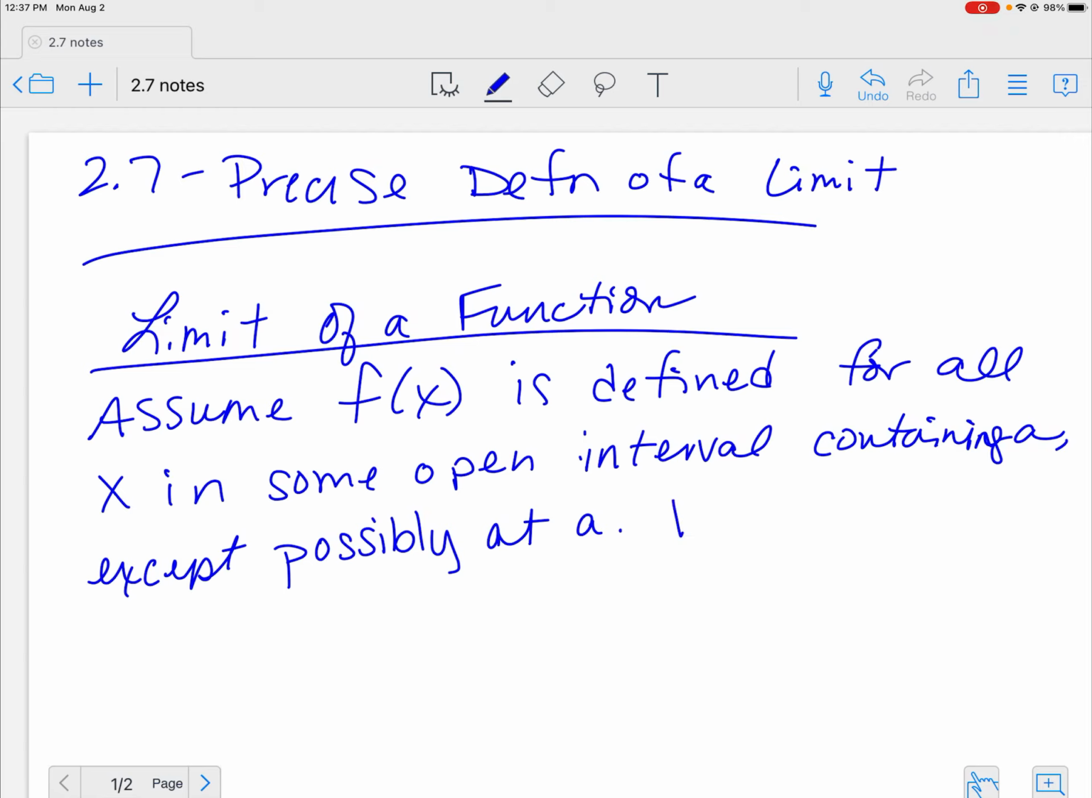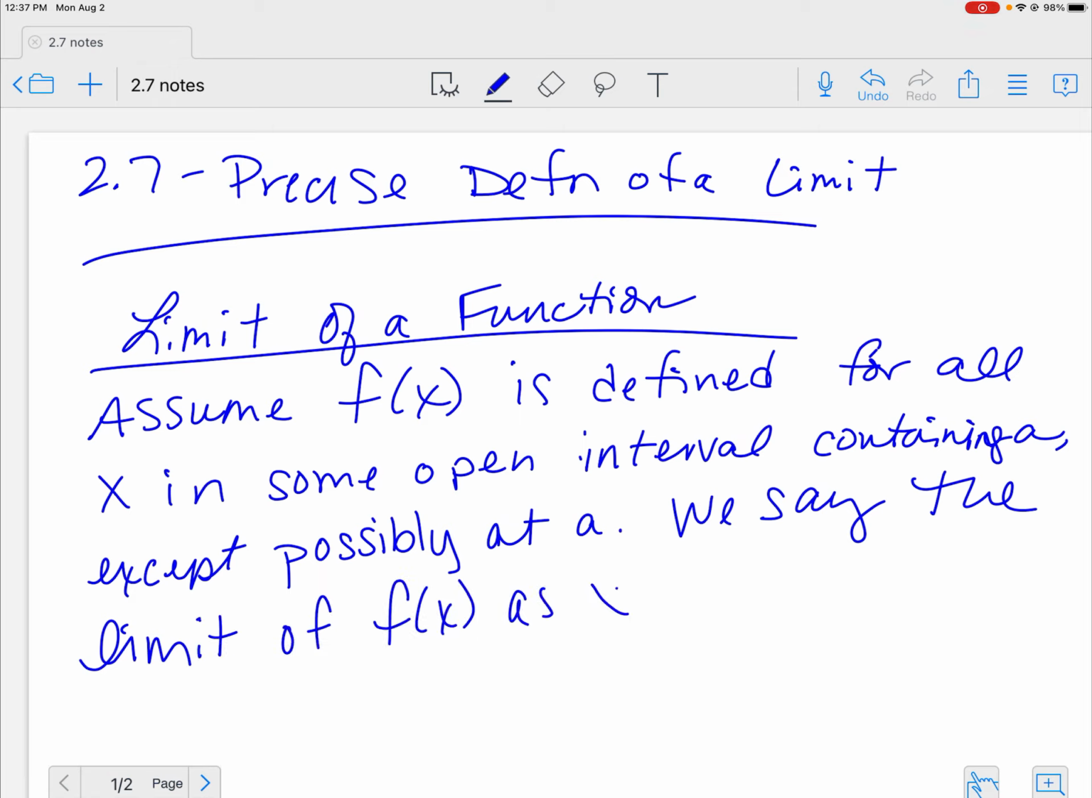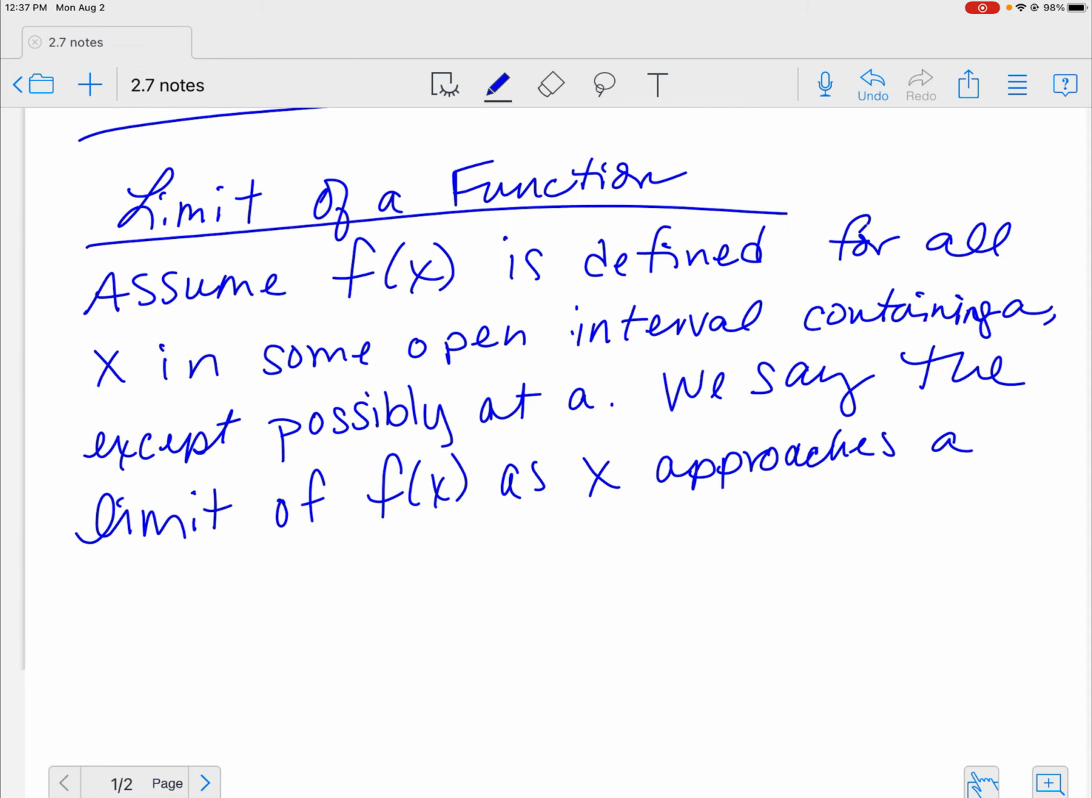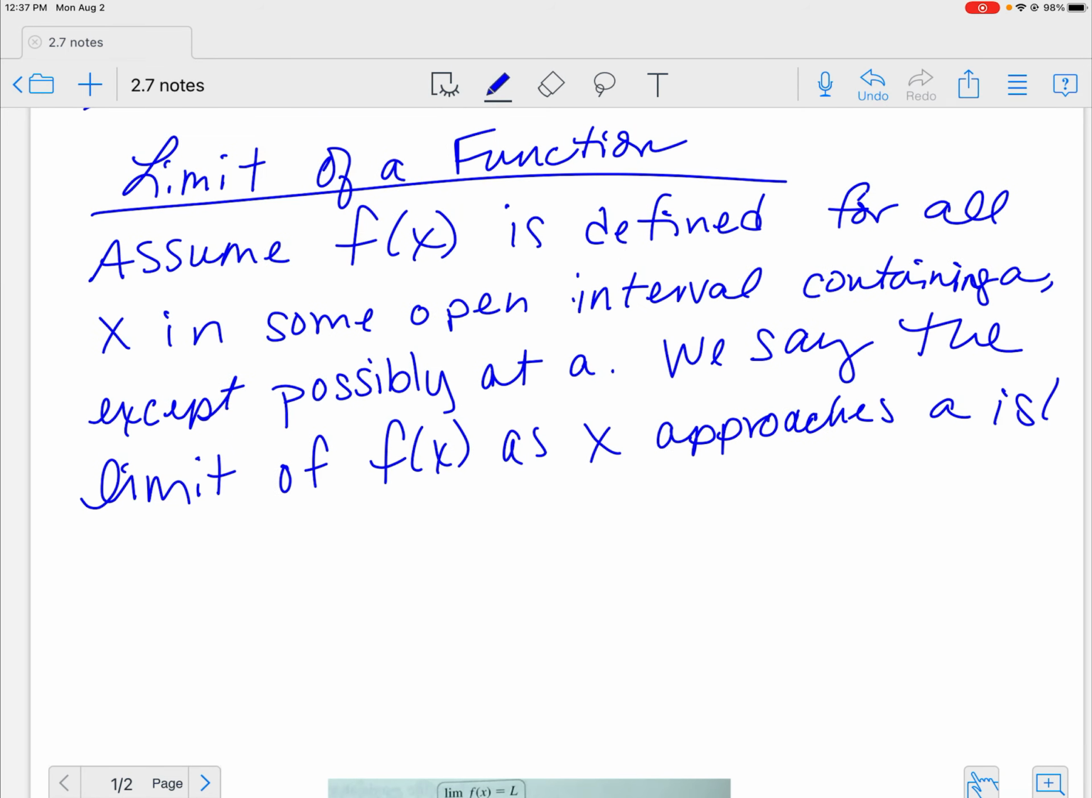So then we say the limit of f of x as x approaches a is L, just exactly what we've been doing so far. It is written in the format that we already know: the limit as x approaches a of f of x equals L. Okay? Now here's where we're getting into it.